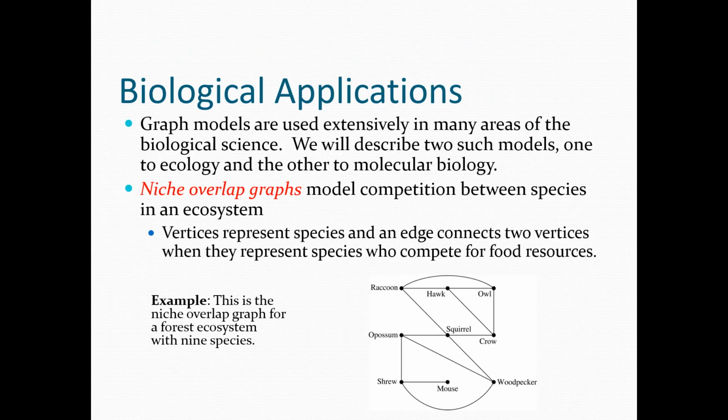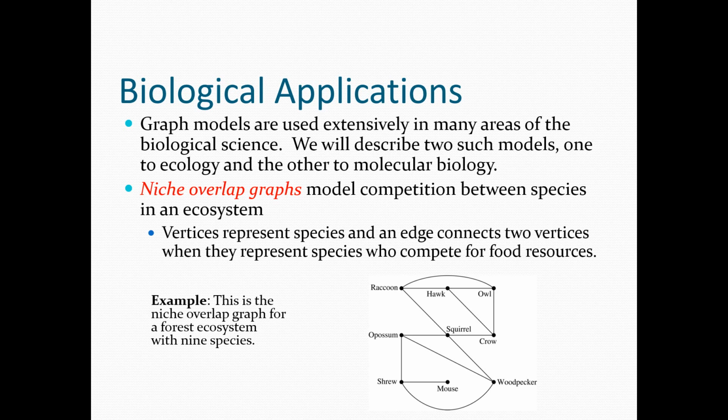Here we go. A niche overlap graph models competition between species. This is the competition between species in an ecosystem. Vertices represent species, and an edge connects two vertices when they represent species who compete for food resources. So we are going to connect those species who compete for food resources.